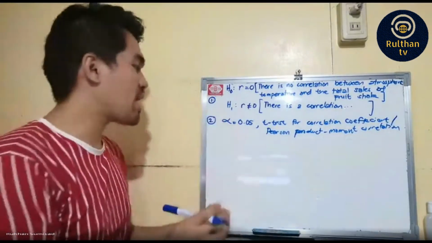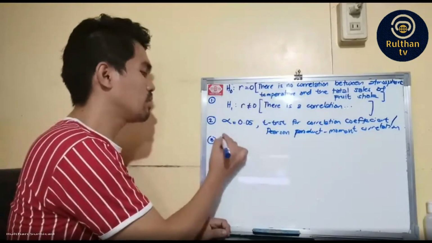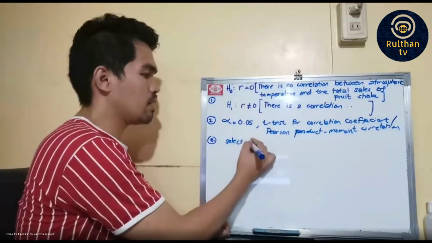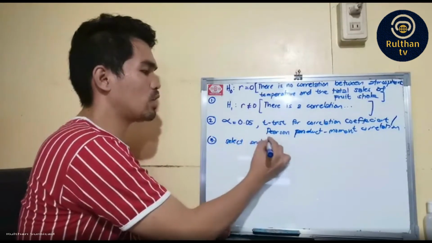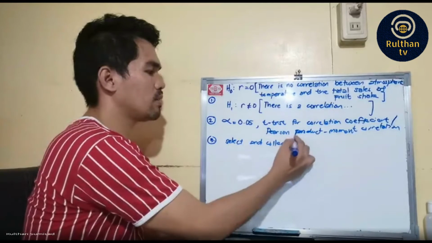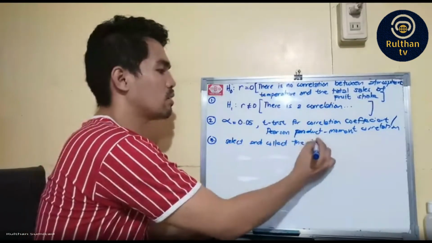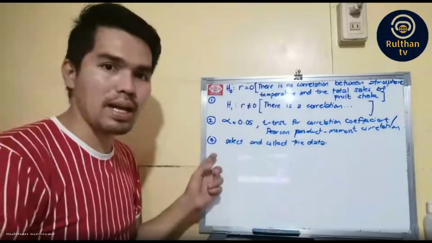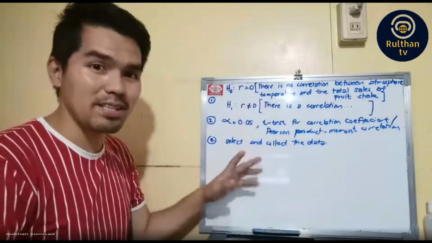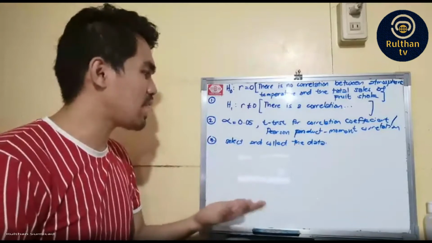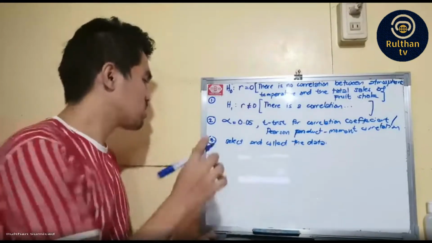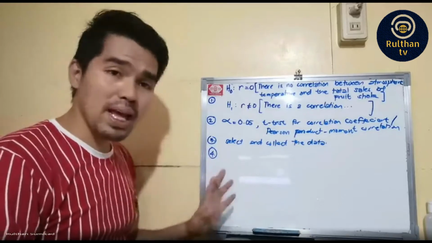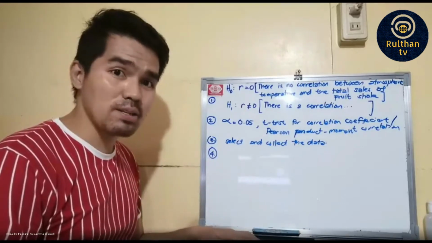Step 3, we select and collect the data. We'll not do that one because in our problem earlier, before I stated this one, I already had the data set. So assuming that the data was now selected and collected at the same time, we have our step 4. What was our step 4? We would simply identify our rejection region.